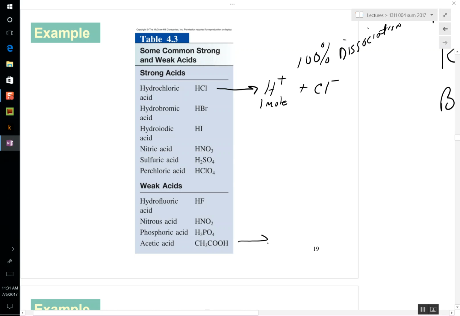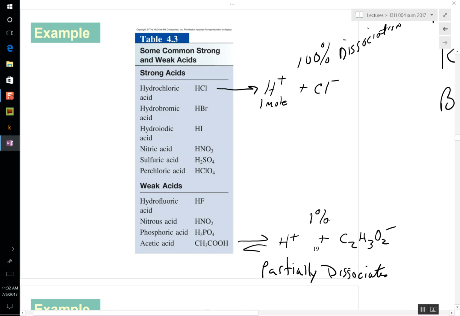But acetic acid only partially dissociates. So that's what makes it a weak acid. As a matter of fact, about 1% of it will dissociate, and 99% of it will stay as the molecule. 99% is undissociated. It's soluble in the water, floating around in the water as that molecule, and so it's a weak acid.